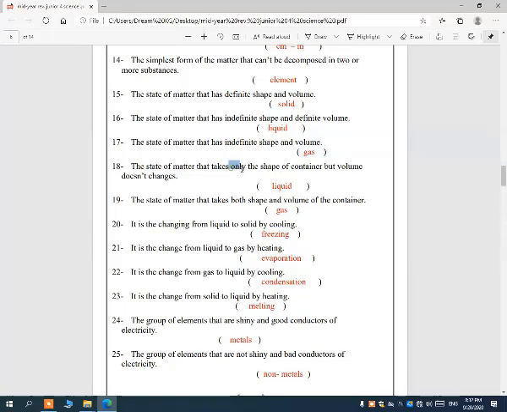18. State of matter that takes only the shape. We said it before. The state of matter takes the shape only of the container, but the volume doesn't change. Liquid takes the shape only.